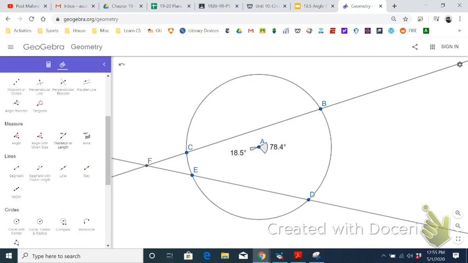So this angle F, I'm going to predict that it's going to be, let's see, do some math in my head. It's going to be 30 degrees. Wow, I'm a genius. Pat myself on the back. How did I do that?